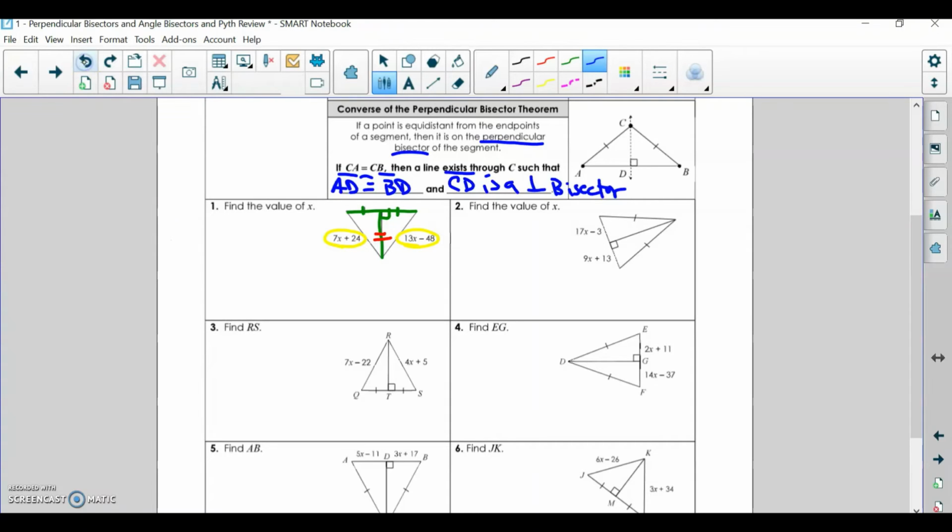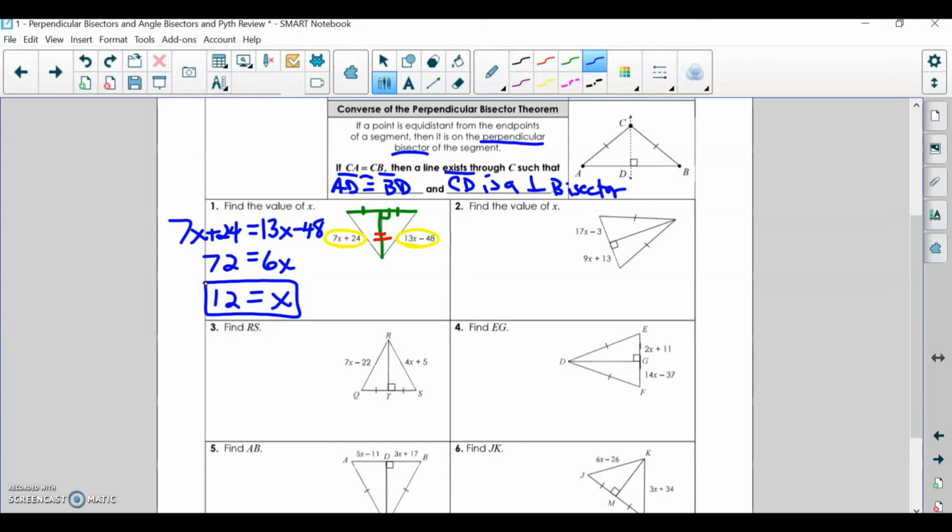That's not a 3. It's 7x plus 24 equals 13x minus 48, and so we'll solve for x since that's what it wants us to do. Subtract 7x and 13x is 6x. Add 48 to 24, it's 72, and division will give us 12.